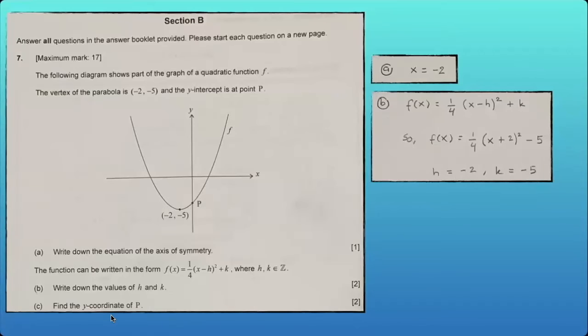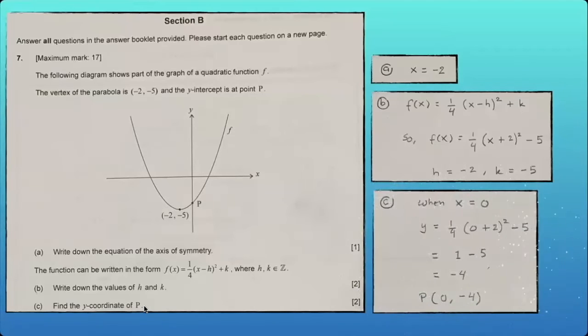Next, find the y coordinate of P. P is the y-intercept. That is when x is equal to 0. So we substitute x equal to 0 into here, and then we can calculate for the y coordinate, which is -4.